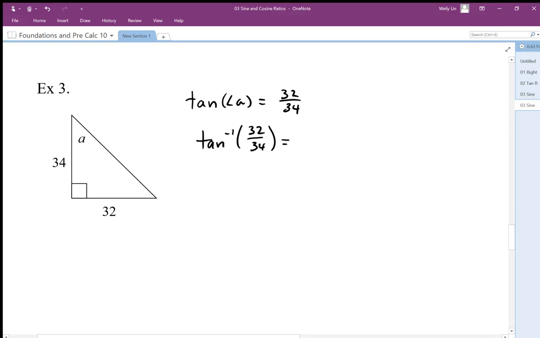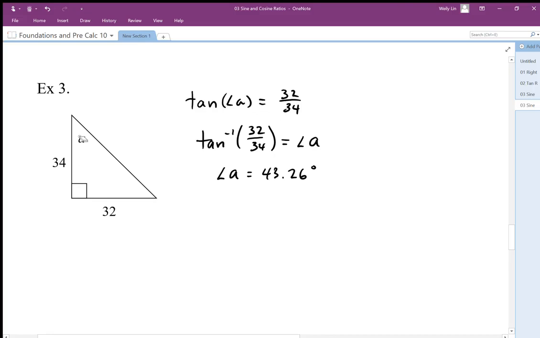So going to my calculator then, the slope is 32 divided by 34. The angle should be a little bit less than 45 degrees, right? Because that's a little bit shorter than this side. When I use my calculator to solve for angle A, it works out to be 43.26 degrees.